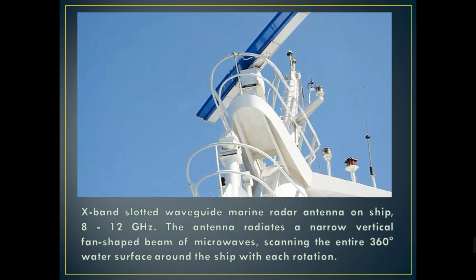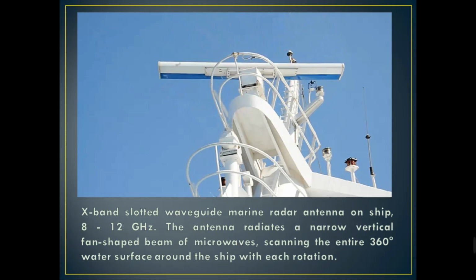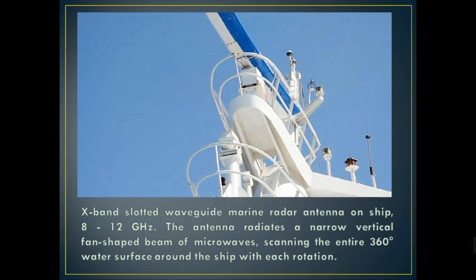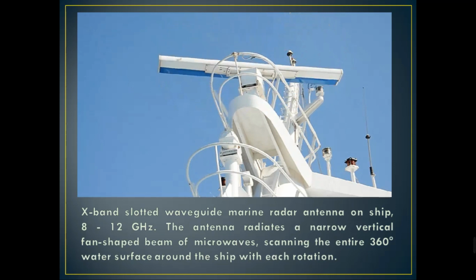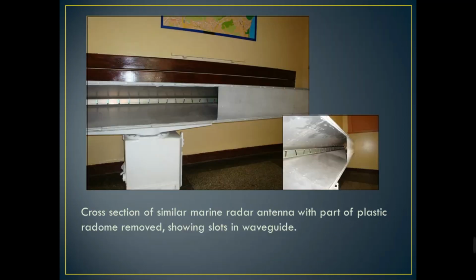So right here is an X-band slotted waveguide marine radar antenna on a ship, ranging from 8 to 12 GHz. The antenna radiates a narrow vertical fan-shaped beam of microwaves, scanning the entire 360 degrees of water surface around the ship with each rotation. Next, here is a cross-section similar to a marine radar antenna, with part of the plastic radome removed, showing slots in the waveguide. So this is what the inside looks like.